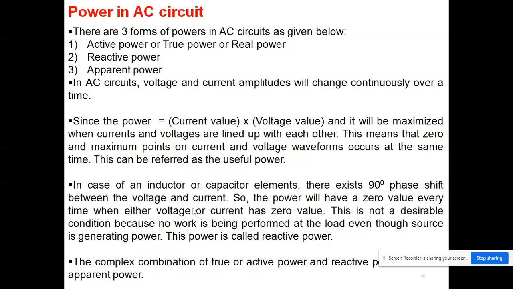And third, which we call the apparent power, is a complex combination of real power and reactive power. We will see in the next slides how we can derive the values of these powers and how we can represent them.